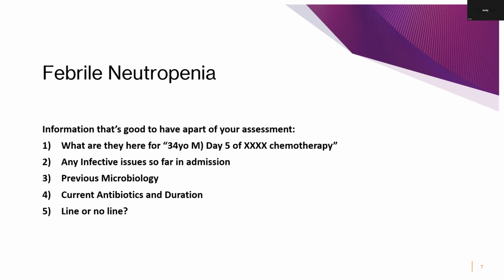if they're an inpatient, what infective issues they've had so far, as well as their previous microbiology, in particular those resistant organisms that would mandate a change in antibiotics. I'd like to know if they're on any antibiotics at the moment and how long they've been on them for, and importantly, whether they have a line or not, because a line is a very common source of infection that often needs to be removed before antibiotics can really be effective.